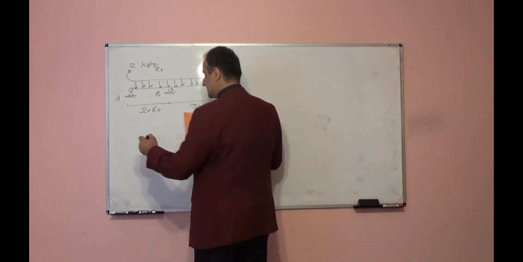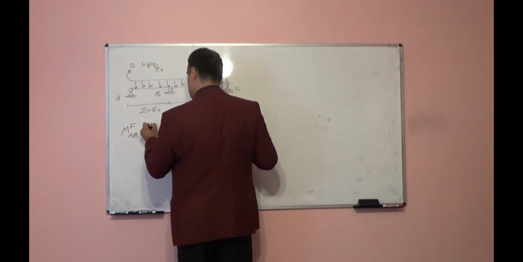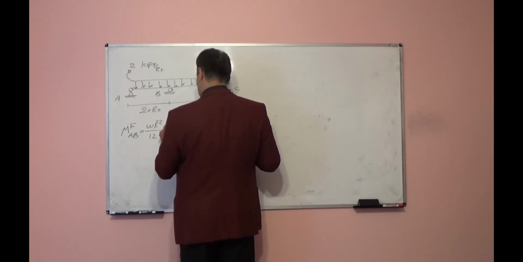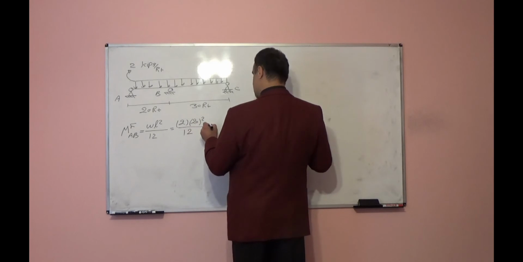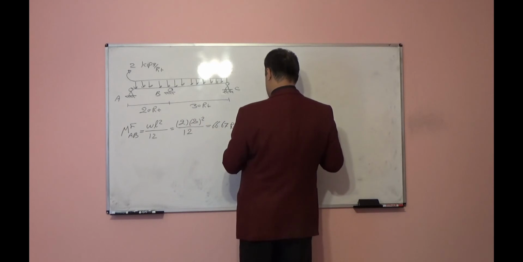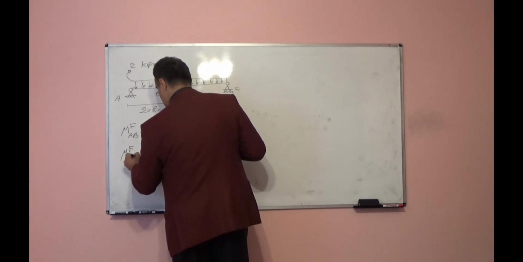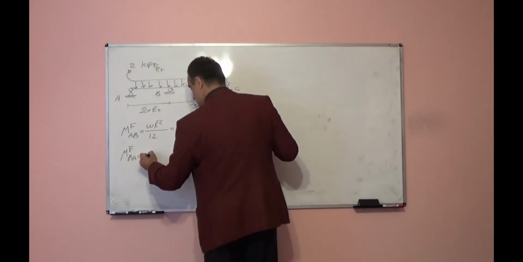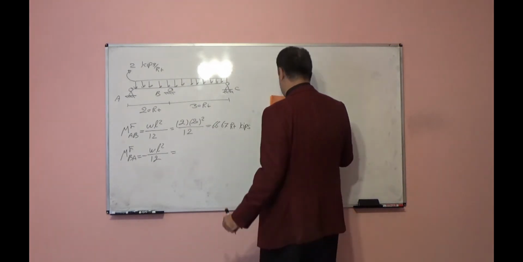First step, we will find the fixed end moment. Fixed AB will be equal to WL squared over 12. That will be equal to 2 times 20 squared over 12. That will be 66.67 feet kips. And fixed BA will be equal to negative WL squared over 12. Counterclockwise is positive, and clockwise is negative.